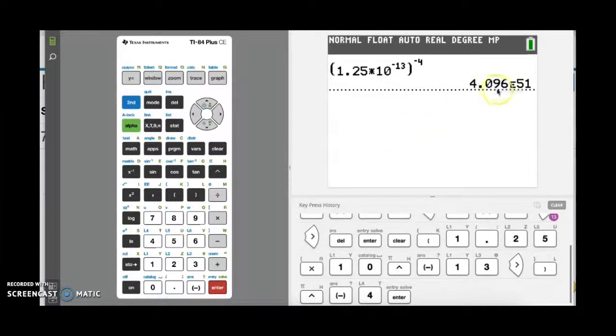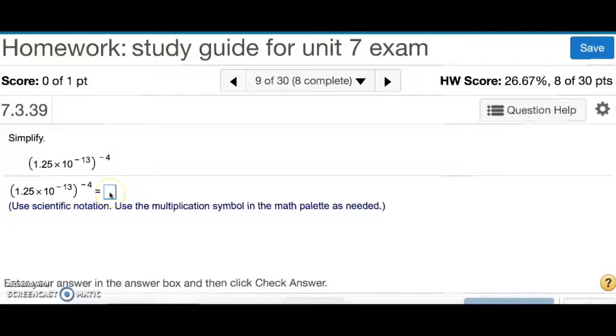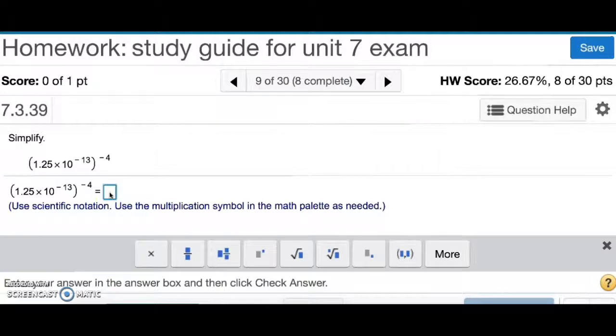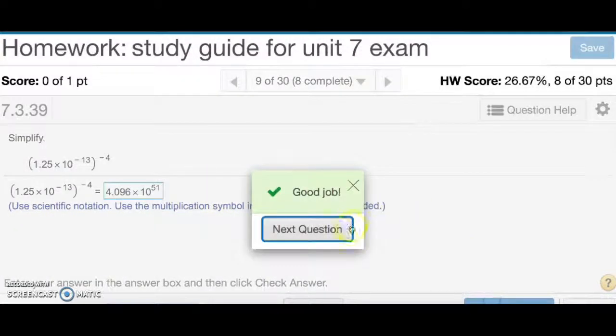which gives us this, which is 4.096 times 10 to the 51st power. So let's put that in. So typing in, I have 4.096 times 10 to the 51st power. And that's number 9.